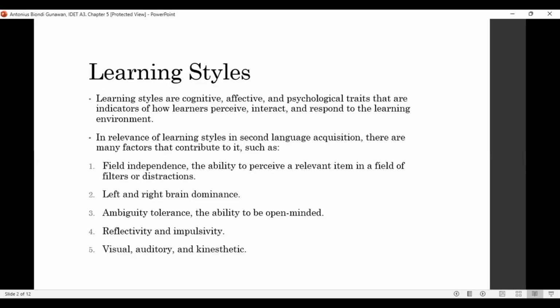For the first step, learning styles. Learning styles are cognitive, affective, and psychological traits that are indicators of how learners perceive, interact, and respond to the learning environment. In second language acquisition especially, there are many factors that contribute to it, such as field independence, the ability to perceive a relevant item in a field of filters or distraction, and left and right brain dominance.